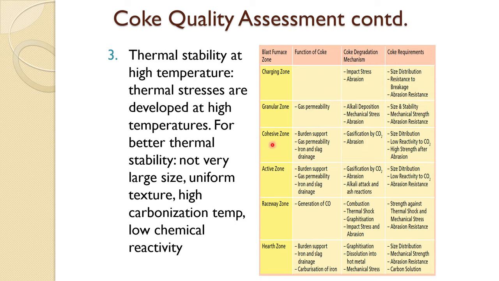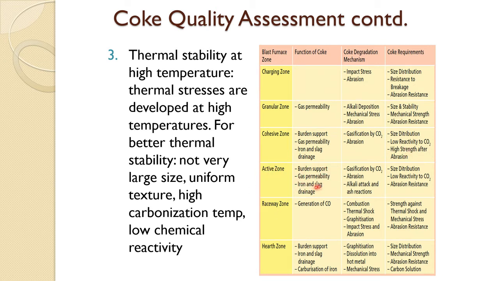Cohesive zone, very important. Here it gives gas permeability, it gives support, and helps in slag drainage. So, resistance to gasification by CO2 and abrasion is very important. If it does not have that, you know what will happen: no gas will pass through the furnace, there would be a very high pressure drop, and then you have to stop the furnace in some cases. So, proper size distribution, low reactivity to carbon dioxide, high strength after abrasion.